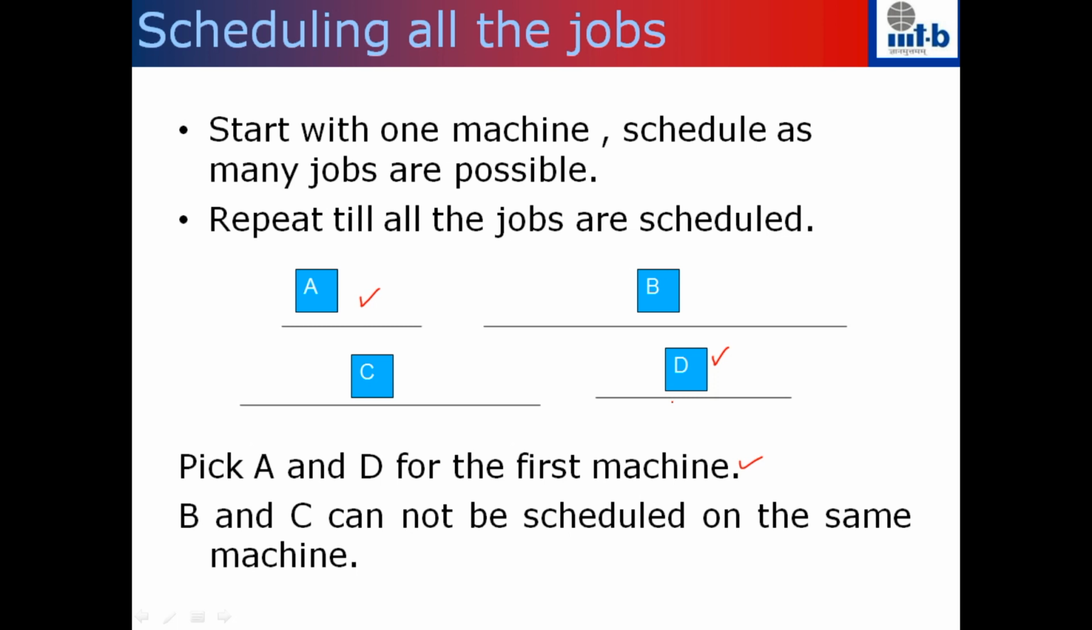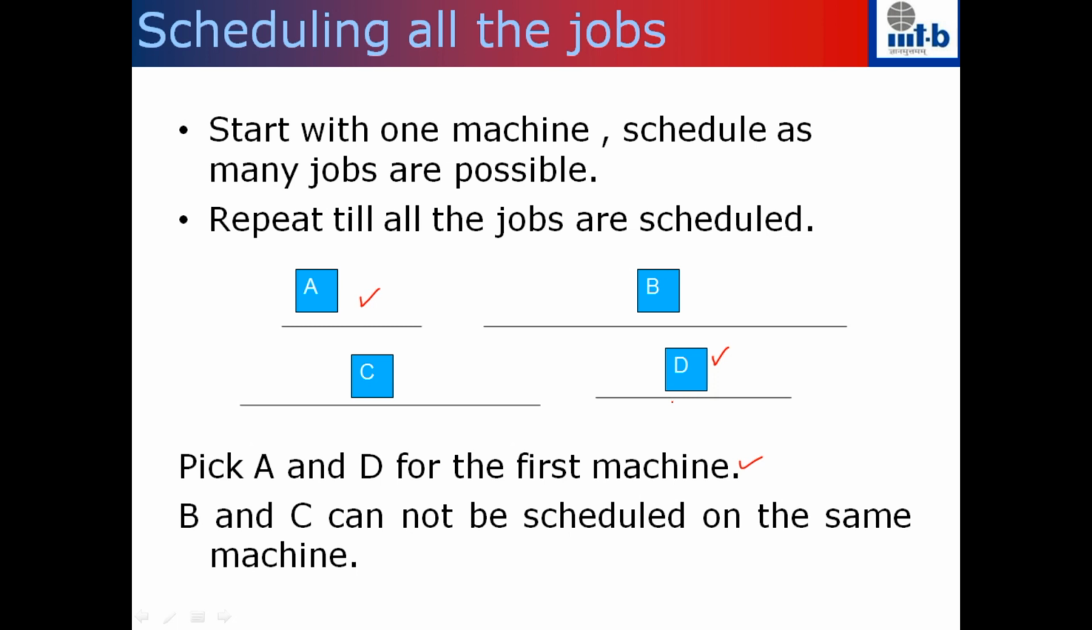So the minimum number of machines required to schedule all these 4 jobs is 2, but if you start with one machine, schedule as many jobs as possible using the first to finish, and then repeat this algorithm again and again, you will not get the optimum solution.